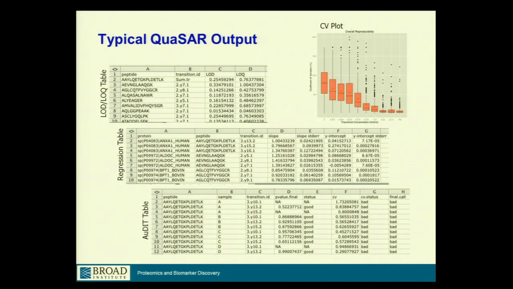So these are other examples from QuaSAR. The LOD, LOQ table will give you those values. The regression table will give you the slope, the errors of the slope, the intercept. So it will basically give you the regression line and intercept. The audit table will tell you which transitions or which samples have interferences.